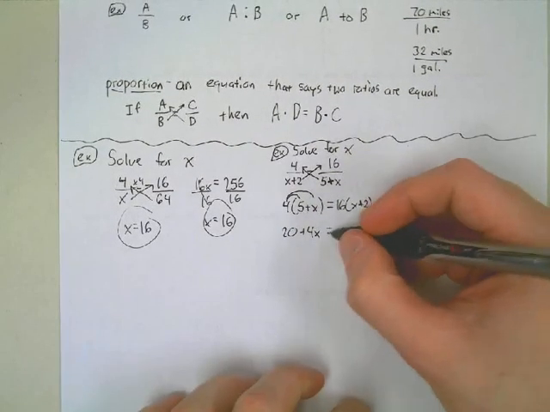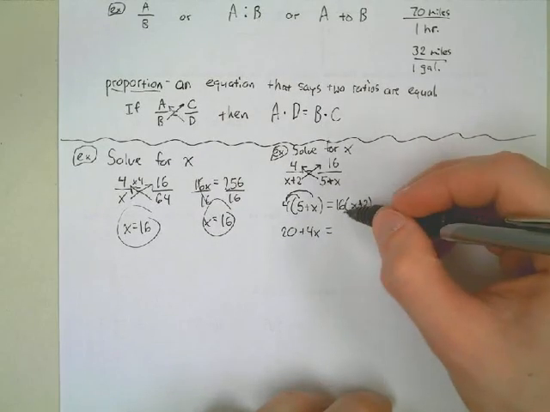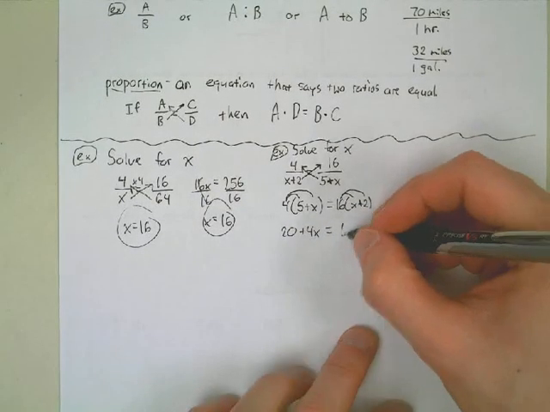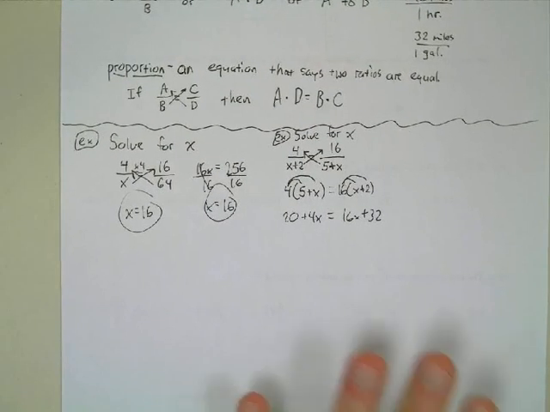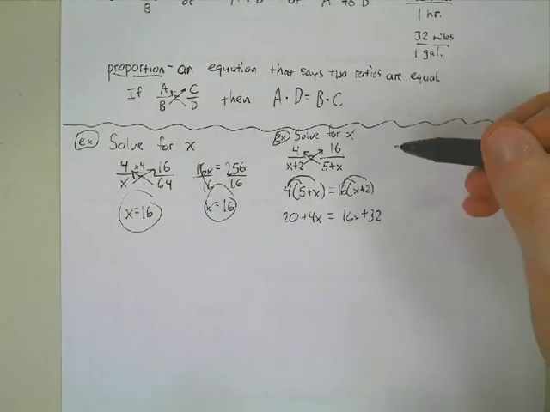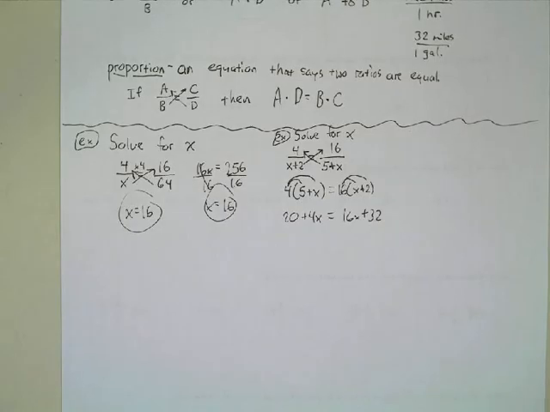And then same thing with the 16. It distributes to both terms. So it becomes 16x plus 32. Okay? So that's what we're shooting for here. That is what we're shooting for. Something like that, once you distribute and all. And so at this point, how do we continue solving? What do we do?